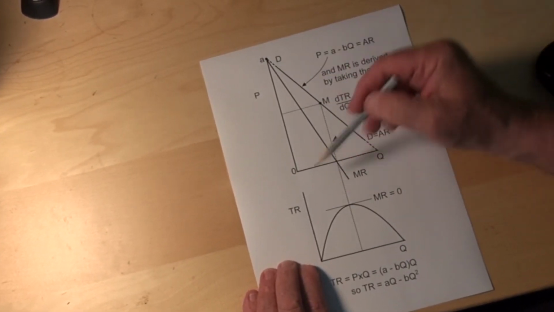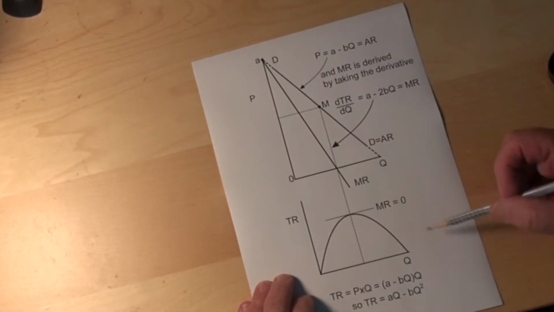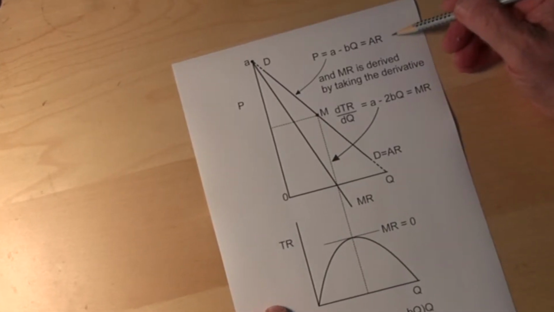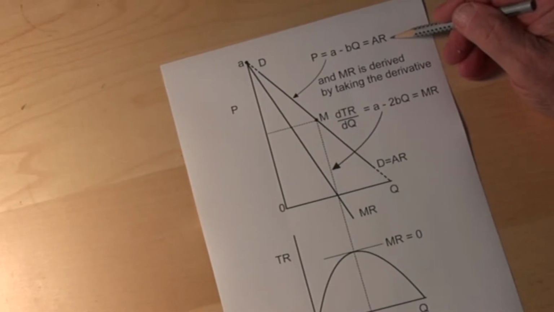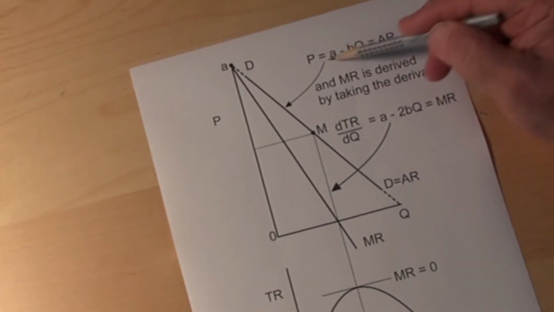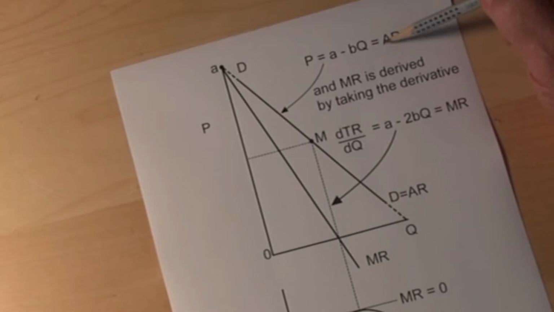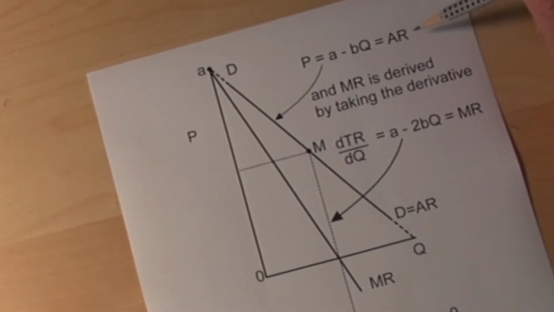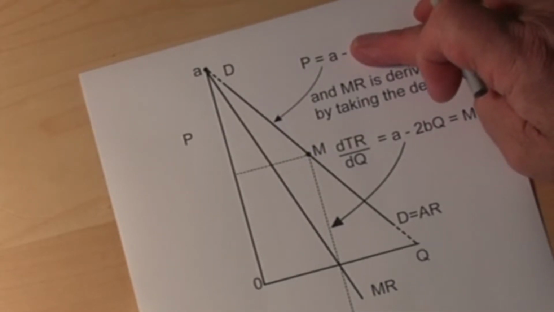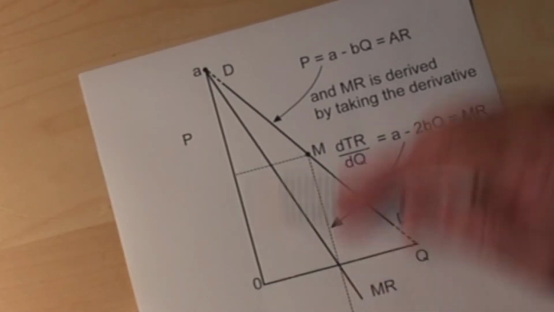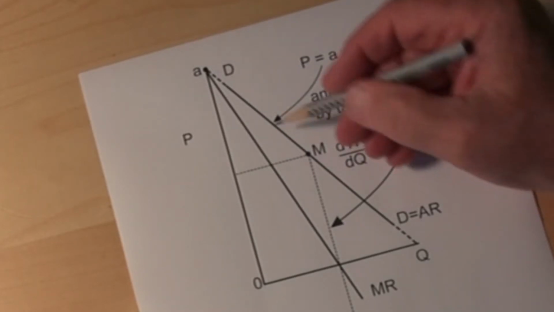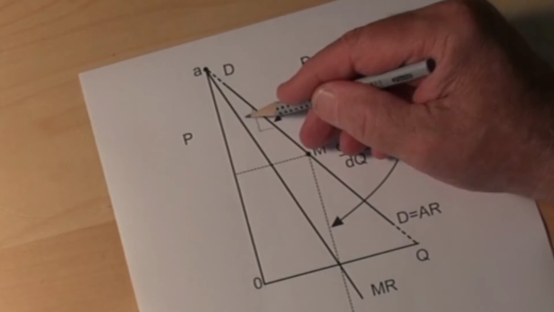What I've done is pasted that diagram onto one which shows the associated total revenue curve. The first thing we do is we go and we derive the average revenue curve algebraically. So that's given by the equation price equals A minus BQ, which is also, of course, both the demand curve and the average revenue curve. You can see when Q is 0, then price equals A. So A is the value of the intercept term, and B is the value of the slope.